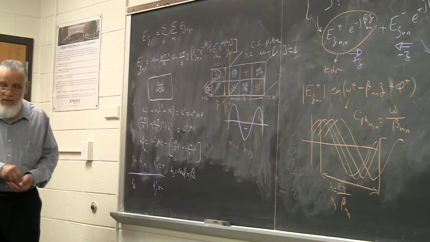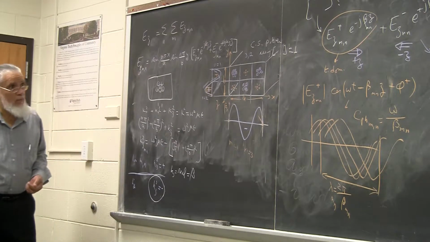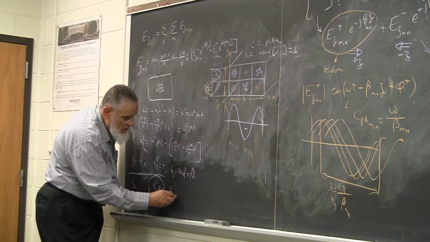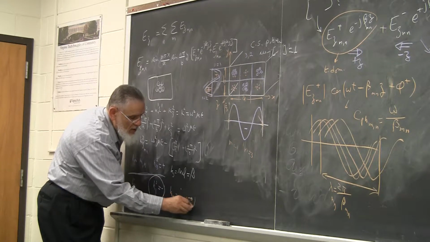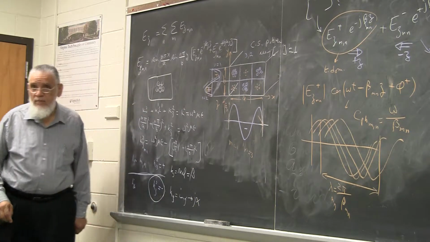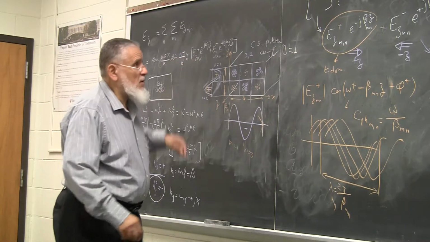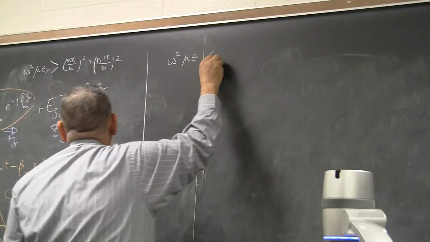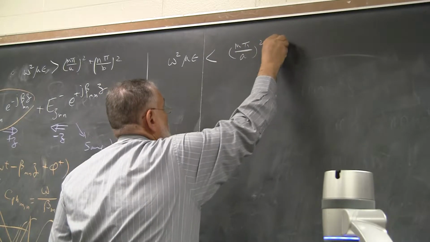All right, so let's go to the case where k sub z squared is negative. In this case, k sub z is imaginary. I'm going to call it j alpha. It's imaginary, so I'm going to call it j alpha. We'll put it there in the expressions. In this case, omega squared mu epsilon is less than m pi over a squared plus n pi over b squared.